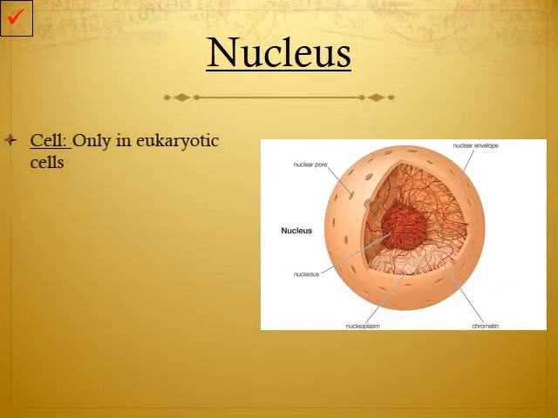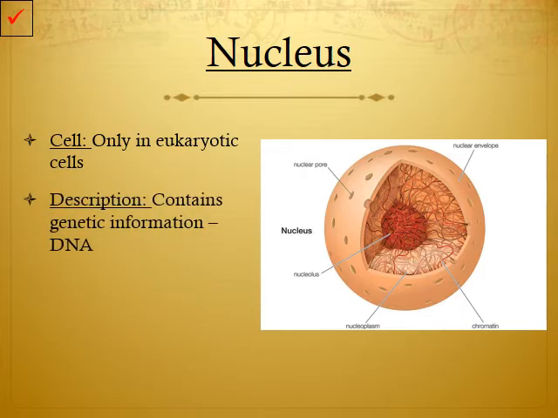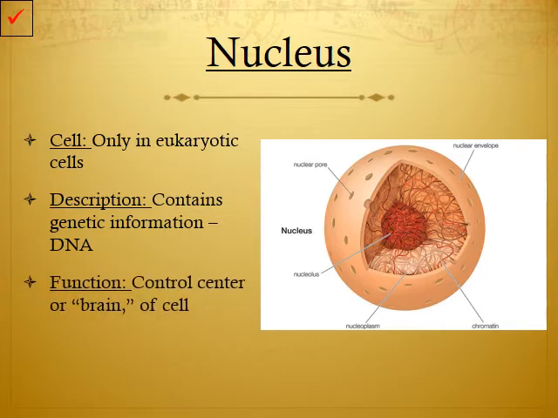The nucleus. The nucleus is found only in eukaryotic cells, so plants, animals. The description here is it contains the genetic information, or the DNA. So the function is it is the control center, or the brain of the cell, that ultimately controls all things within it.